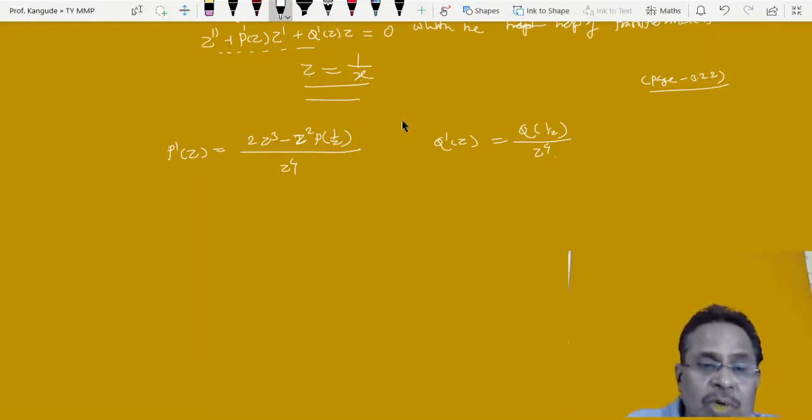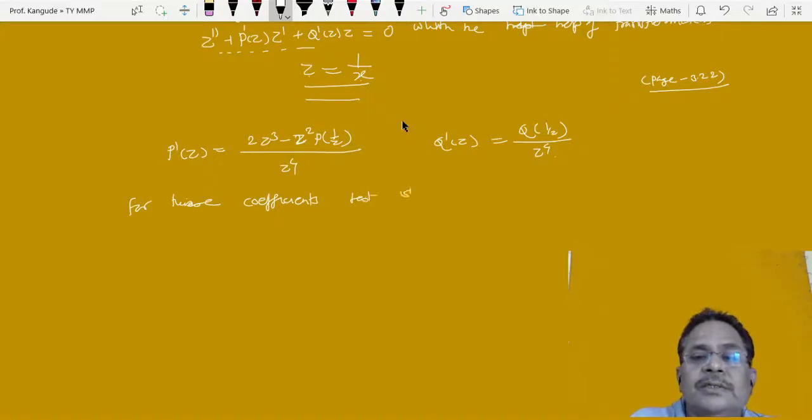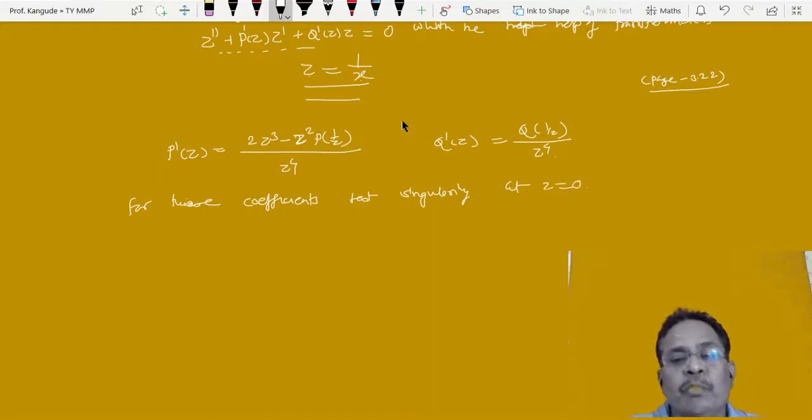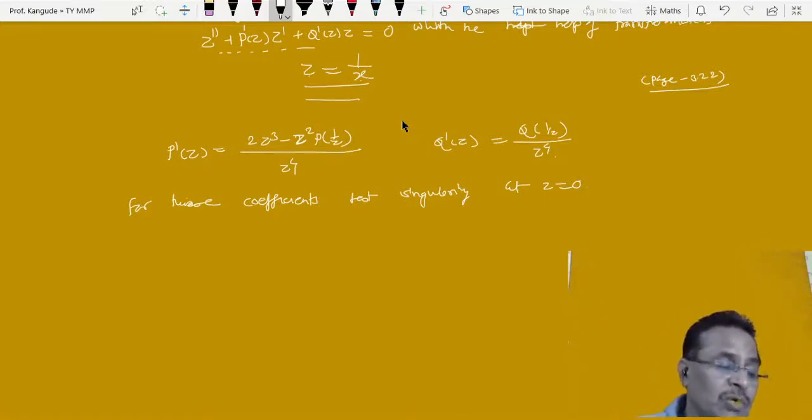So here we have to test for these coefficients the singularity at z is equal to 0, which means we are testing singularity of the earlier given differential equation for x is equal to infinity. So the same thing is what we are going to do here.